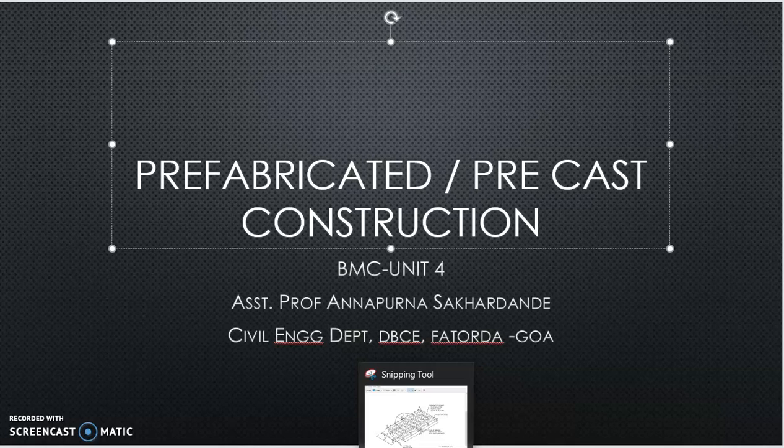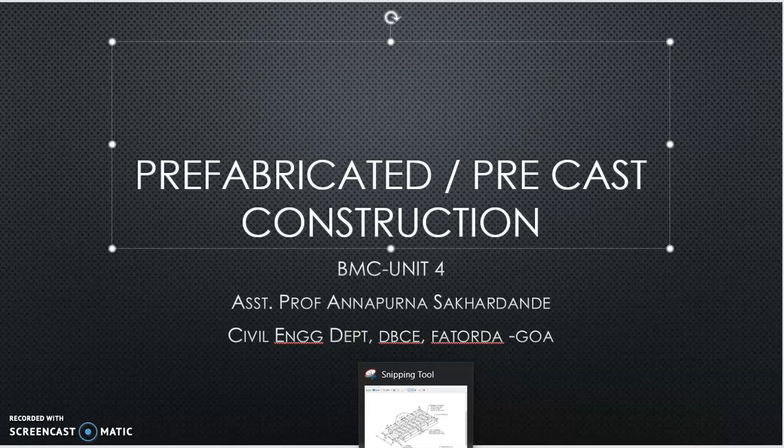Now this is a different way. Either you cast it in the yard or you can even cast it in the factory, in which case it's called prefabricated. So you fabricate it in a factory or any industrial outlet and then you transport it. Now this is a topic which was earlier handled in a subject called low cost housing. So how is this particularly becoming low cost or affordable?